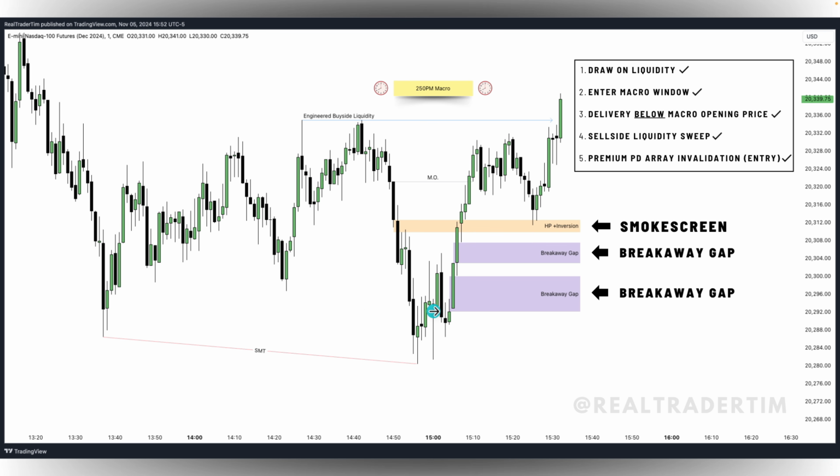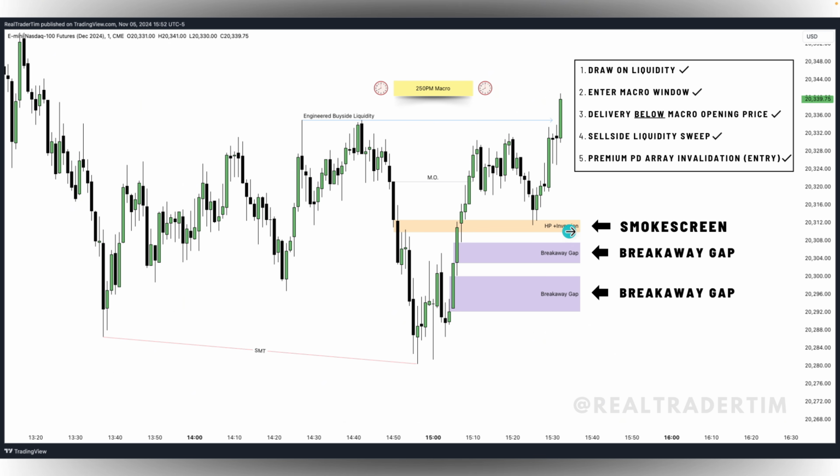We're sweeping sell side liquidity below macro opening price. The manipulation phase is occurring. And then we're closing above premium PD arrays. You can see that this one was utilized to send us lower, similar to the previous example. We close above it. The retrace into it can be an entry. You want to see any inefficiencies below there remain open and classified, of course, as a breakaway gap.